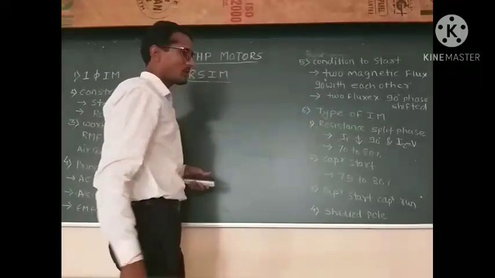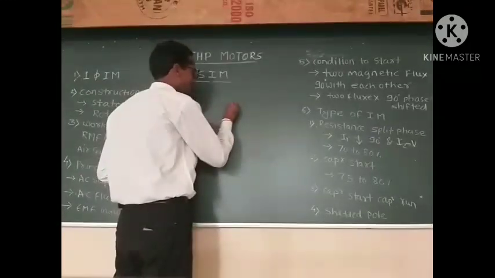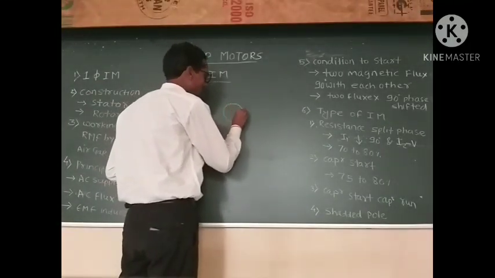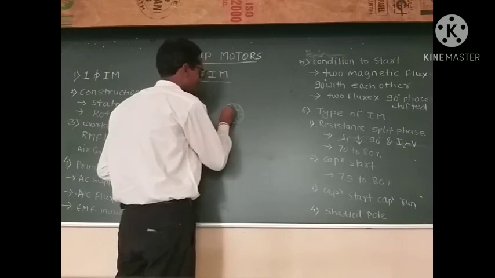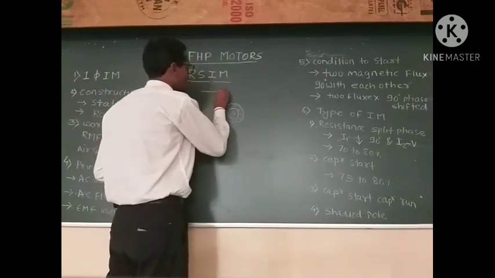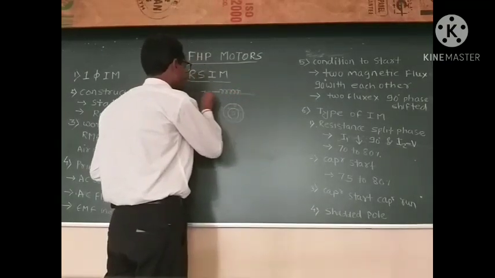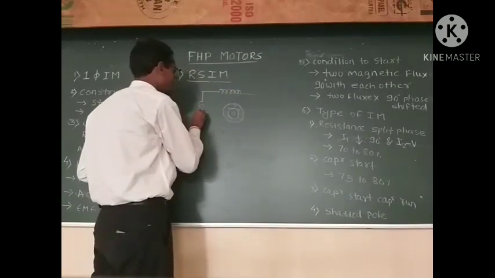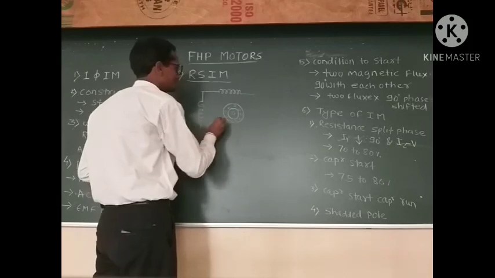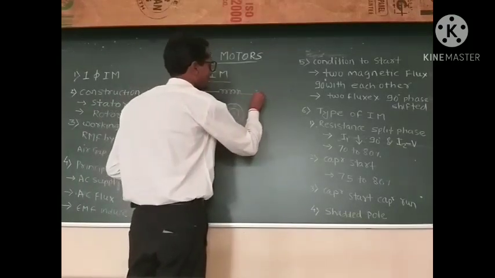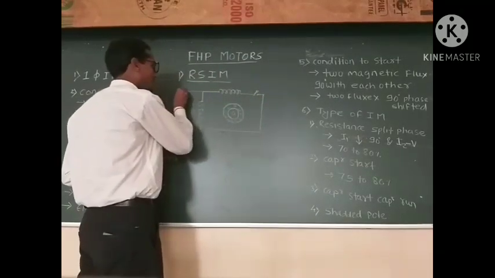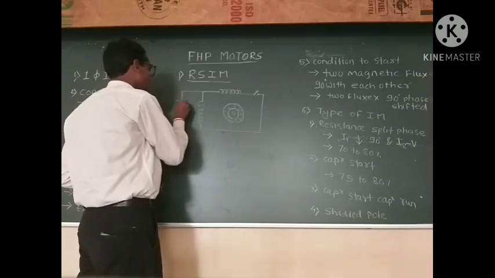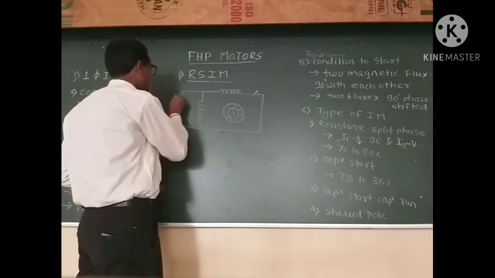First of all, we draw the circuit diagram of resistance split phase induction motor, so we understand easily. First of all, we draw here the stator. After that, we draw here the winding. We draw here the second winding. Then the centrifugal switch, and across this combination we have to connect the single phase AC supply.